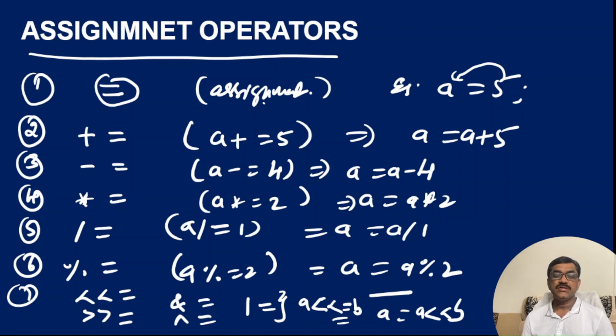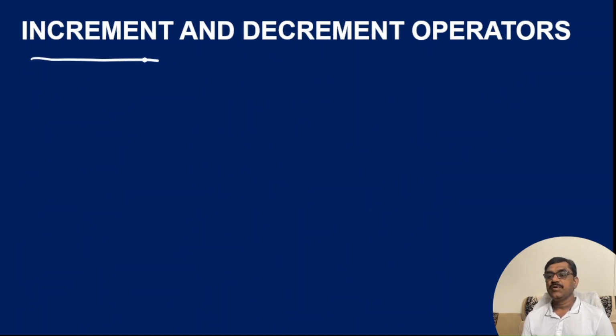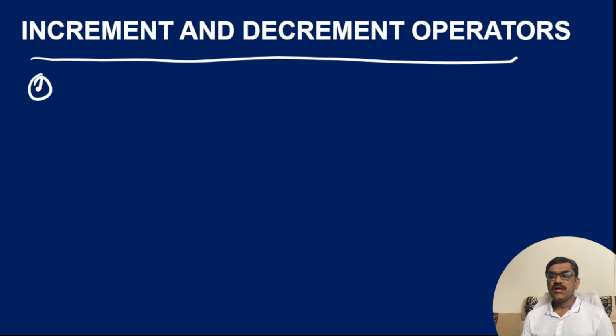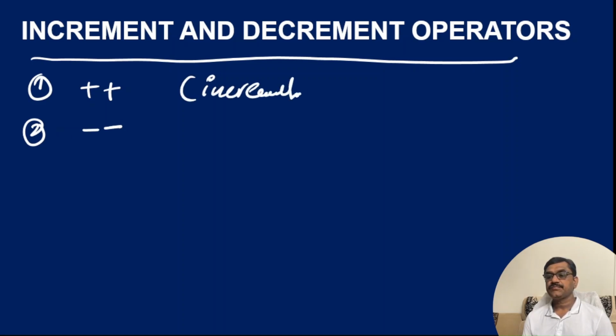After assignment operators, we move on to increment and decrement operators. So how many increment and decrement operators are there? Basically there are only two operators. One is plus plus and the second one is minus minus. Plus plus is the increment operator and minus minus is the decrement operator.